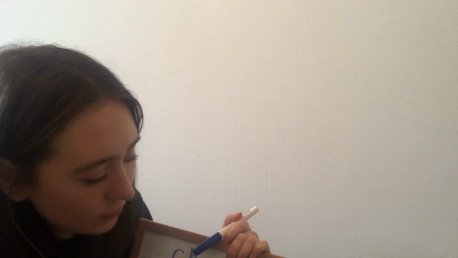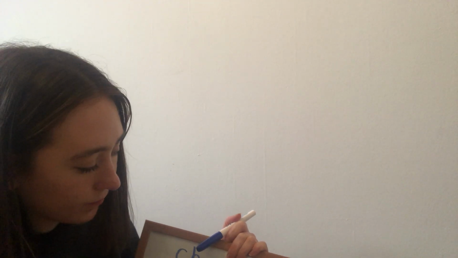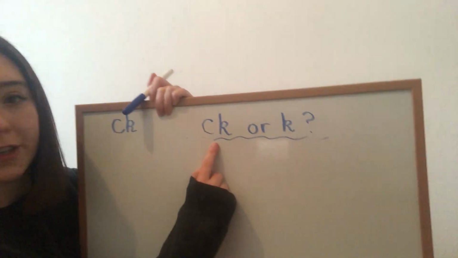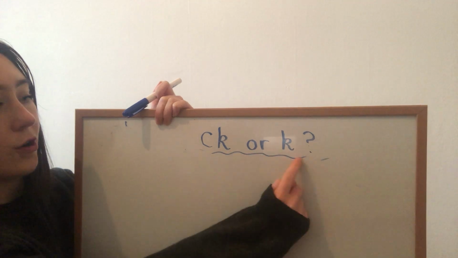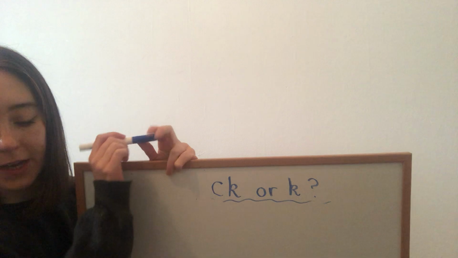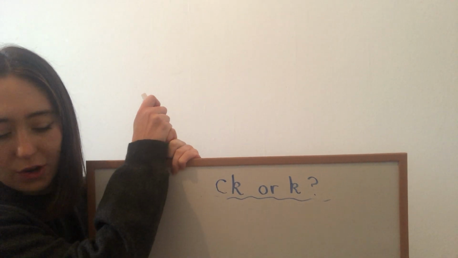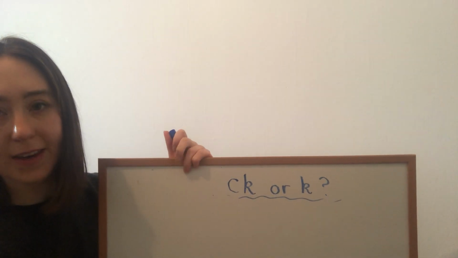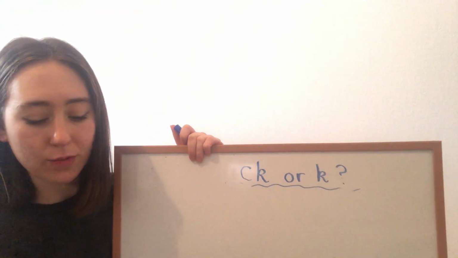So now what we're going to do is I'm going to read you the digraph story, and you're going to tell me if you think it's a ck or a k. So a ck digraph or k on its own. So we have Vicky is so very sick. She feels so icky. Her skin feels sticky. She has to stay under thick blankets. So we have Vicky is so very sick.